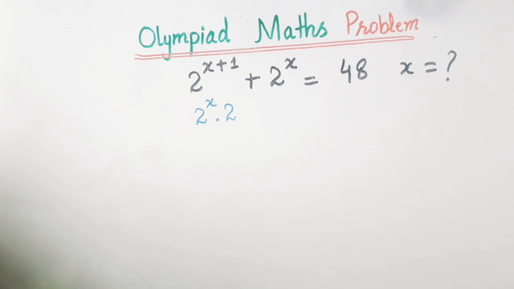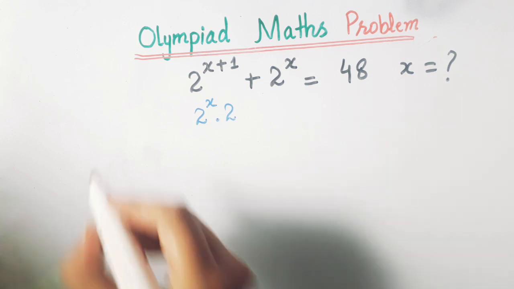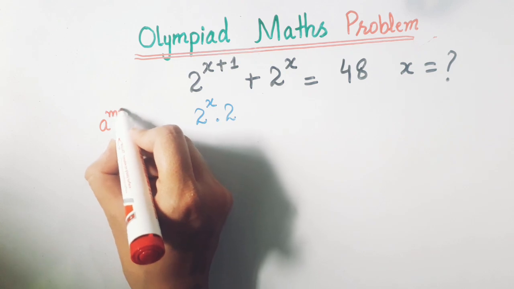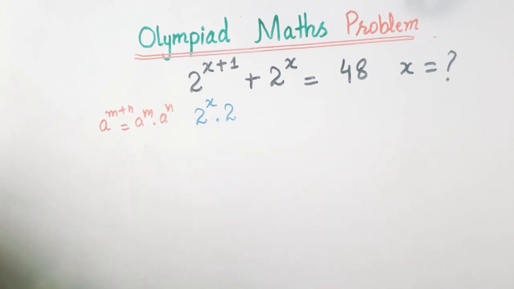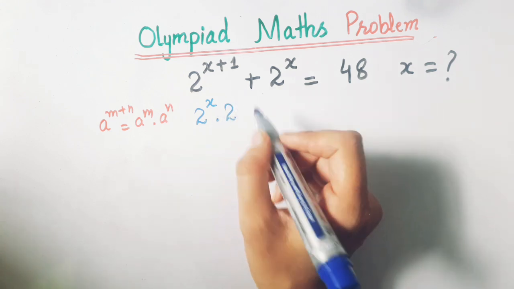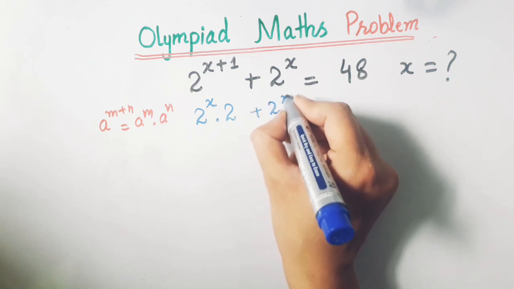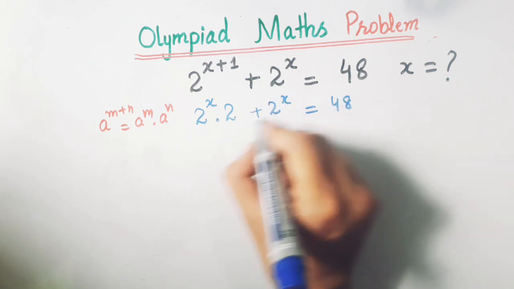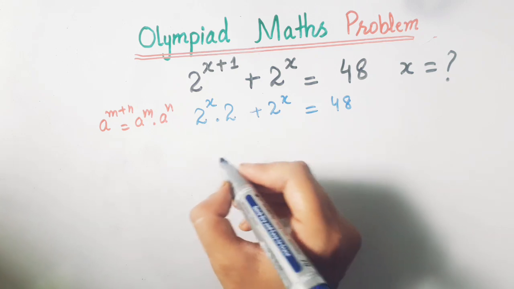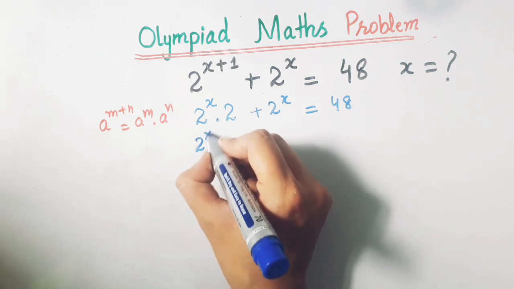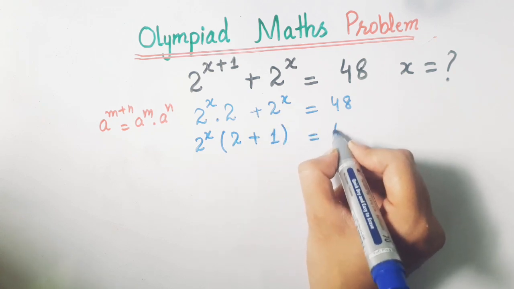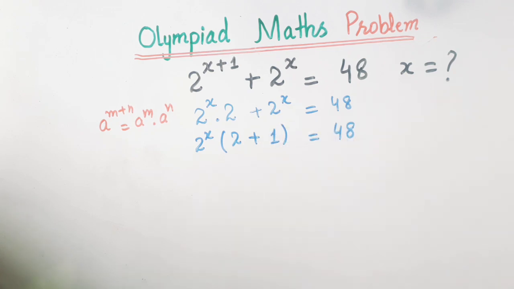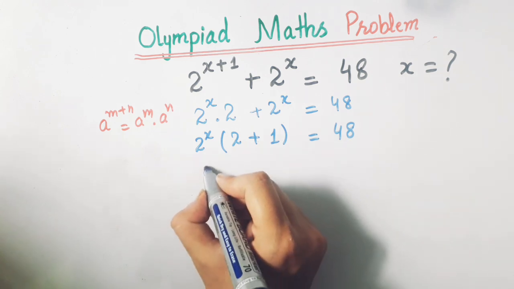because according to the law, you know that a raised to power m plus n can be written as a raised to power m into a raised to power n. So we will apply this rule here. So 2 raised to power x into 2 plus 2 raised to power x equals 48. Now from this you can take 2 raised to power x as common. So remaining is 2 plus 1, that equals 48.